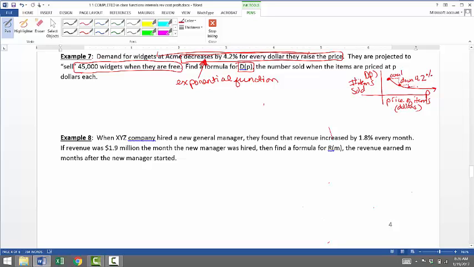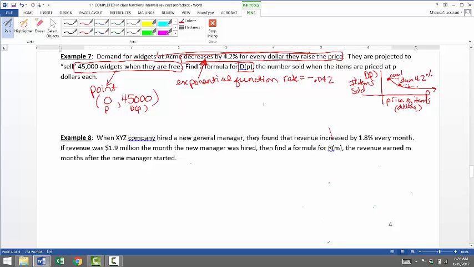The second sentence says they're projected to sell 45,000 widgets when widgets are free. This is describing a point on the graph. It's saying when the price is 0, when the input P is 0, the D of P, the number they sell, is 45,000 items. So we have a point and we have the percentage rate. The rate in this case is negative 0.042. Remember, you write your percentage rate as a decimal.